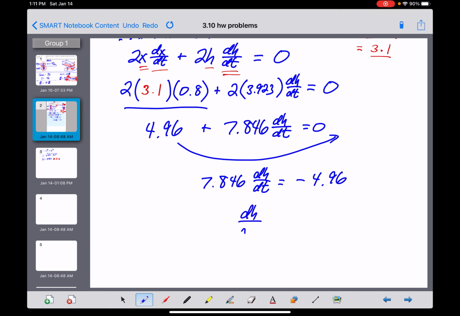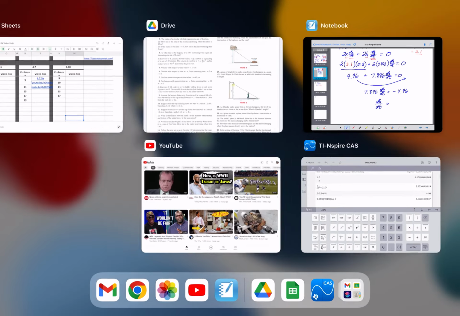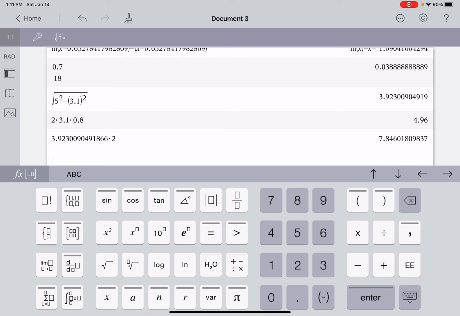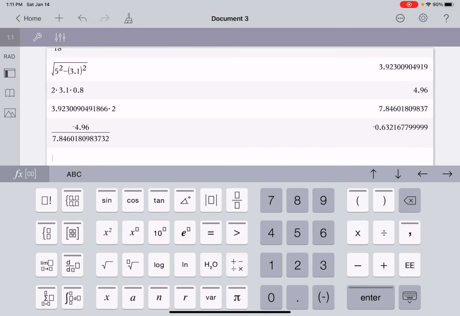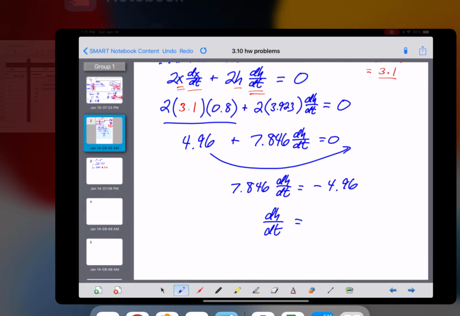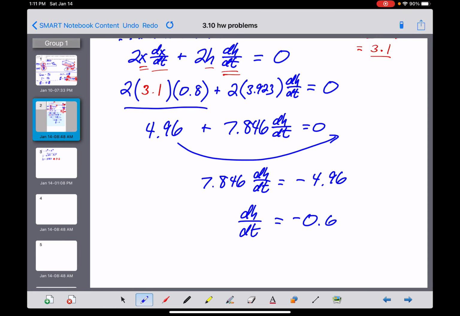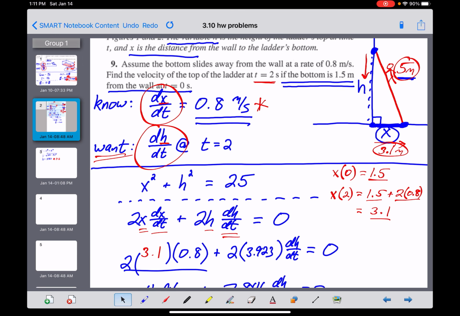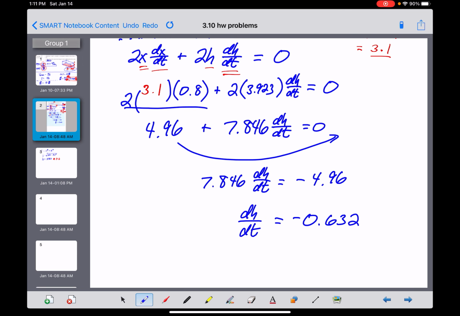And now we'll get dh/dt by dividing negative 4.96 by that 7.846. Now that negative 4.96 was exact. I can type that in. Negative 4.96 divided by, but now I'll just use my up arrow, or I could have hit last answer, and I think what we have right here is the most accurate possible answer we could come up with of negative 0.632. So let's jot that down. Negative 0.632. Everything here was being measured in meters per second, so that's going to be our answer here, meters per second.